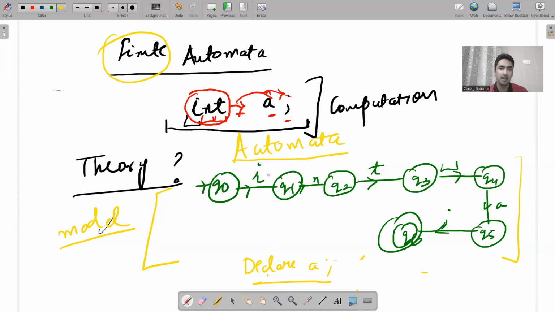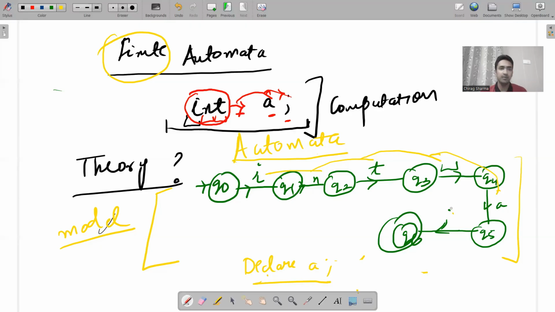Finite steps means I'm using I, then N, then T, then space, then A, then semicolon. So it means we are doing finite steps. We're not running with steps like I, then T, then A. It is not done like that. It is finite steps, and I have designed the theory on the basis of that. This is known as automata. This is known as finite automata, right?